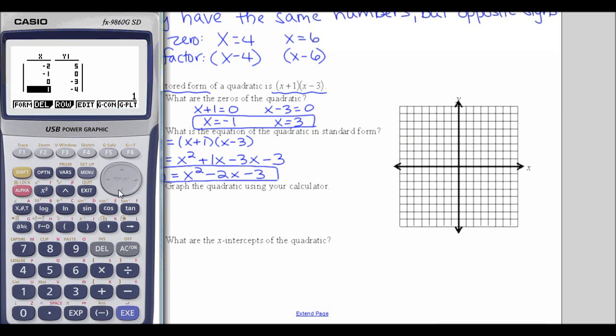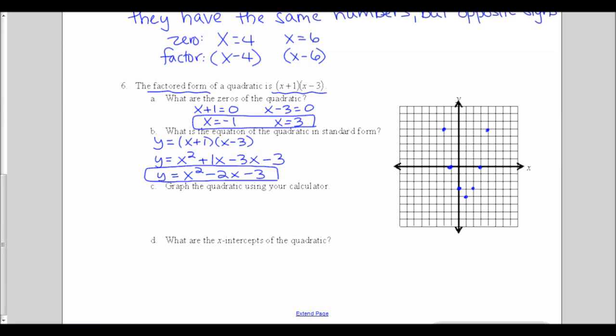Negative 2, 5; negative 1, 0; 0, 3; 1, negative 4; 2, negative 3; 3, 0. All of these points that are single digits are going to fit. So I'm going to pause the video for a second while I plot them on my calculator. So I plotted those points, and then when I connect them, I'm going to make my nice smooth parabola shape. I'm going to have arrows on both ends showing that it goes up forever.